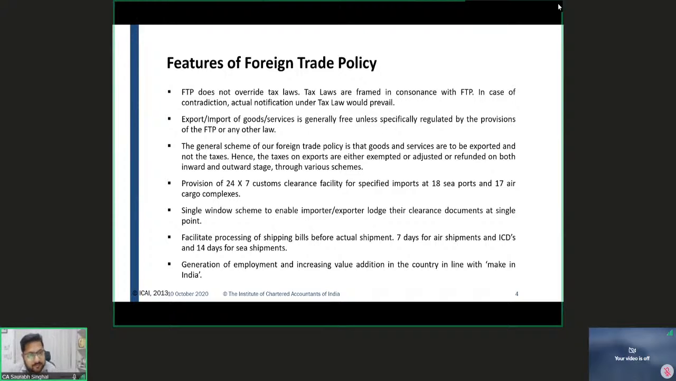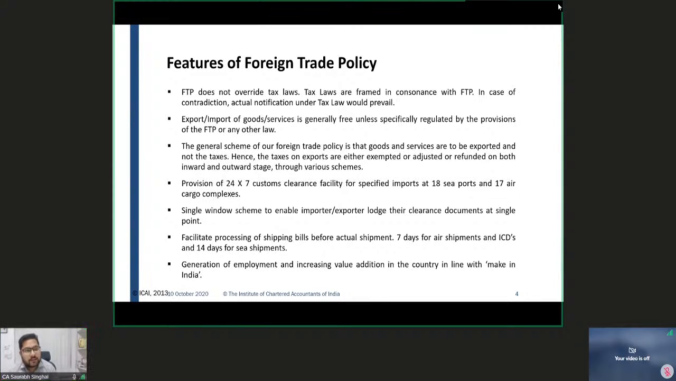So the policy provides that a shipping bill can even be processed 7 days or 14 days in the case of sea shipments, and 7 days in the case of air shipments and ICDs, prior to the actual movement of goods. So you can have a prior clearance of your shipping bill, so that at the time when your ship is ready or your aircraft is ready or your railway is ready or your truck is ready, at that point in time there should be no hindrance in terms of any clearance pending at the customs part. So that is one other basic principle or feature of our foreign trade policy.